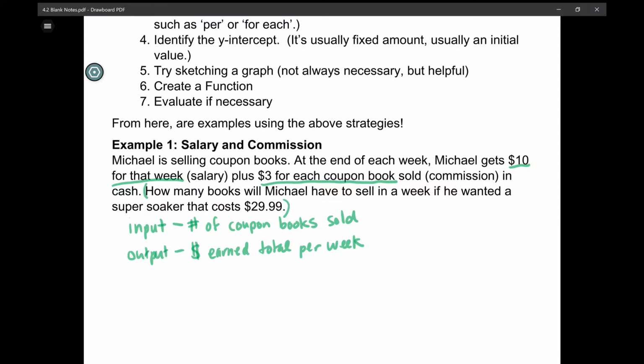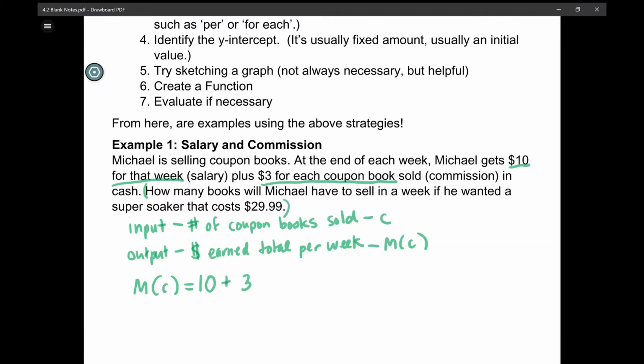All right, well, let's write this function as, I don't know, let's call it money as a function of coupon books, M of C. How about that? M of C. So C is the number of coupon books, and M of C is going to be the total money he gets at the end of the week. Well, he gets $10 no matter what, right? Even if he doesn't sell any coupon books. Plus, he gets $3 per coupon book, or for each coupon book.